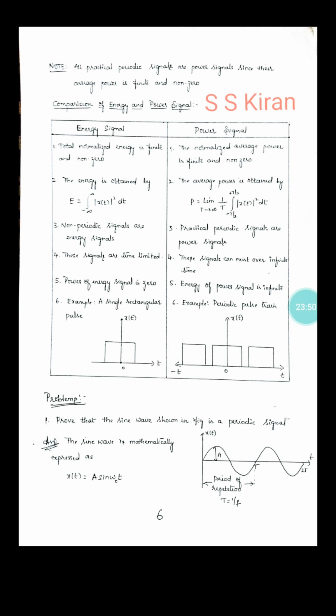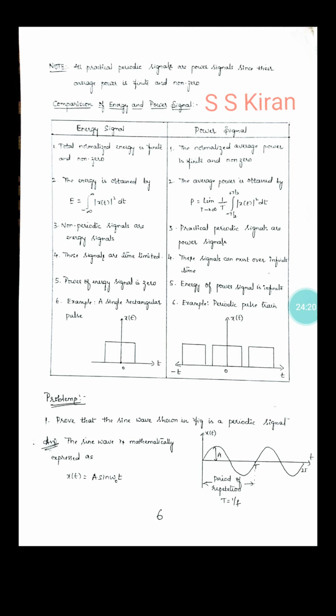Coming to power signals, practical periodic signals are power signals. Energy signals are time limited. Power signals can exist over infinite time. The power of an energy signal is 0. The energy of a power signal is infinity. I have already discussed the conditions of energy signal and power signal. You can understand with examples, such as a rectangular pulse, or a periodic pulse train.